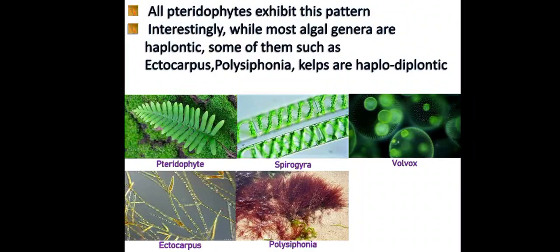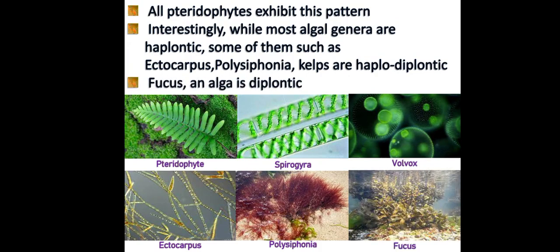Interestingly, while most algal genera are haplontic, like Spirogyra and Volvox, some of them such as Ectocarpus, Polysiphonia, and some kelps are haplodiplontic. Fucus, an alga, is diplontic.